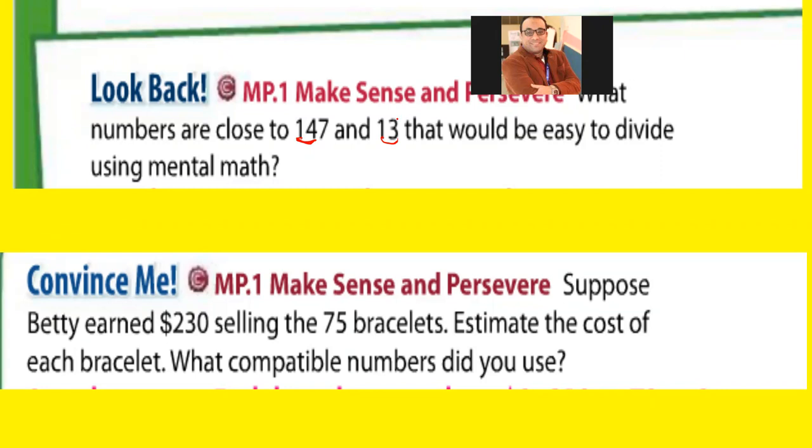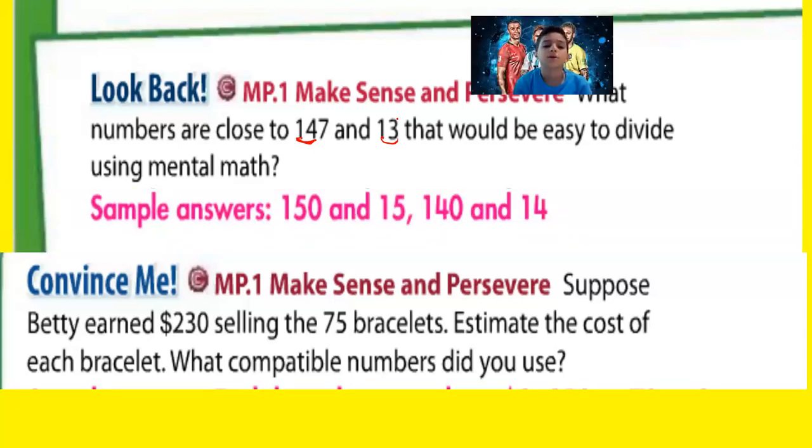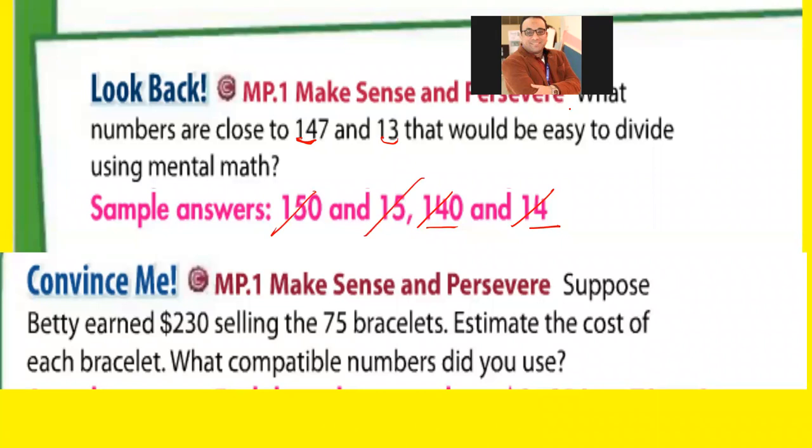So estimation makes it easy for me using mental math. It means you can do division without any outside help, like pencil and paper or a calculator. Compatible numbers will be easy. Mr. Omar, please read the simple answer. 150 and 15, and 140 and 14. Am I right? 14 and 14 are compatible. 14 divided by 14 mentally equals 1. 15 and 15 mentally equal 1. And in all cases, you can drop this 0 outside. So the answer is going to be 10.